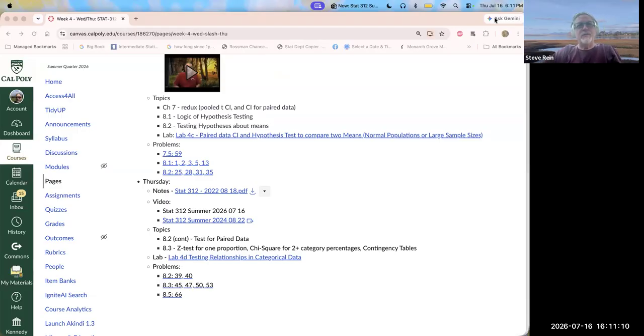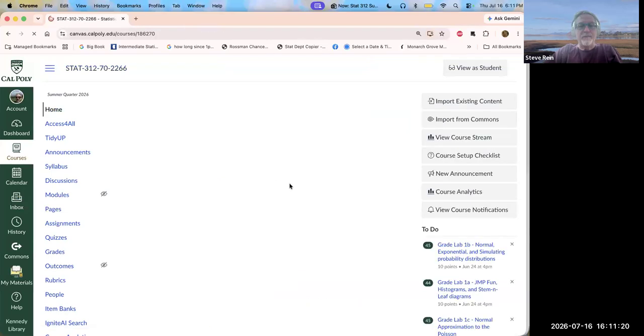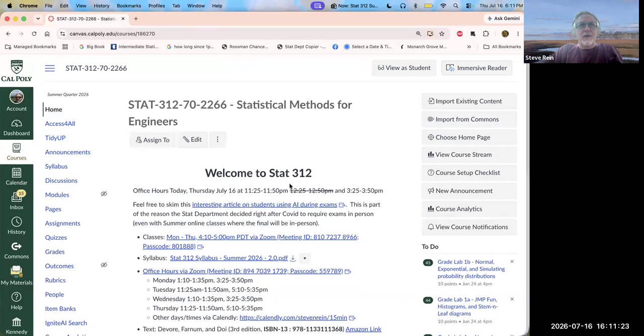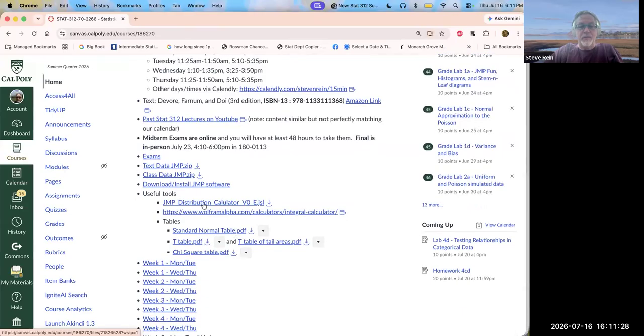Second thing I want to mention is for the final exam, maybe I should go to the home page for the class. Unlike where you have been using this probability distribution calculator, we're not going to have you do that during the exam. And so things like the t-table, you might want to bring one, okay? If you have just the t-table, you should be fine.